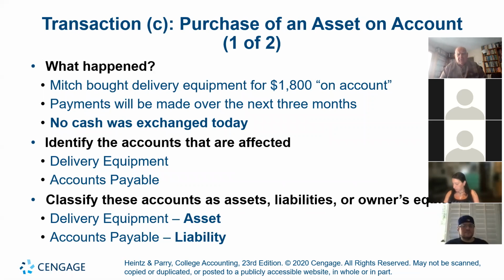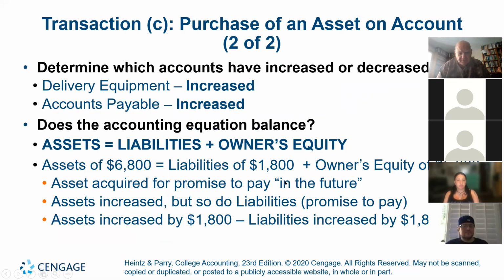So we bought delivery equipment on account. Well, we're the ones who are going to have to pay for this. So that means we brought in delivery equipment, which is an asset, and now we have to increase a liability called accounts payable. And they're taking you through this long-winded method of thinking about it. The delivery equipment increased, AP increased.